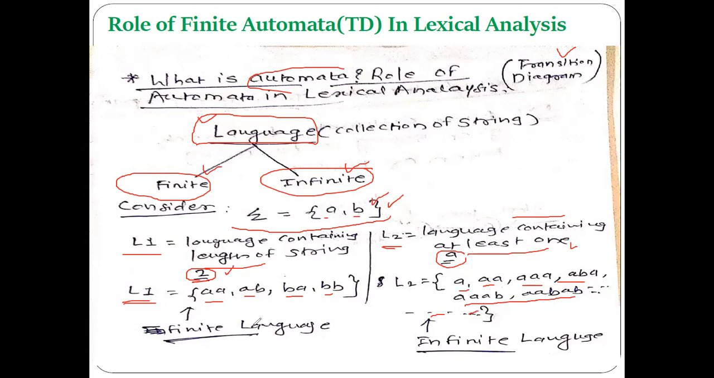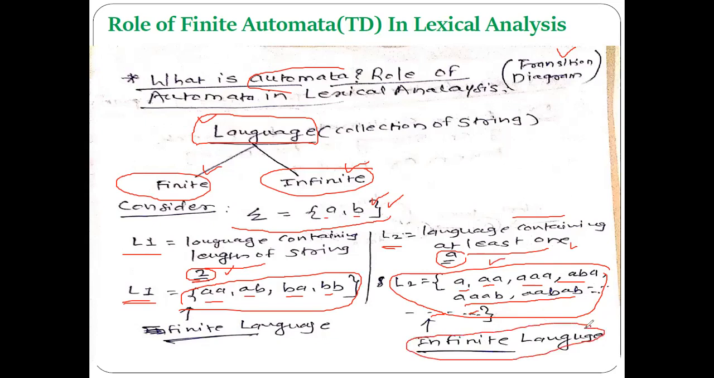Now, I was calling this a finite language, but we cannot call this language a finite language. Why? Because there can be an infinite number of combinations we can have. We can have an infinite number of combinations of the language containing at least one A. That is the reason we are calling this language an infinite language.